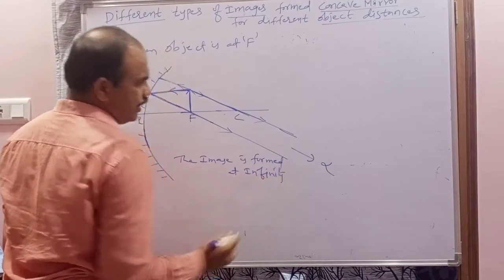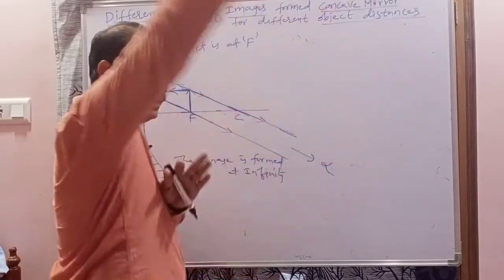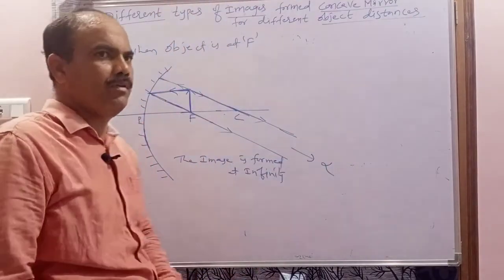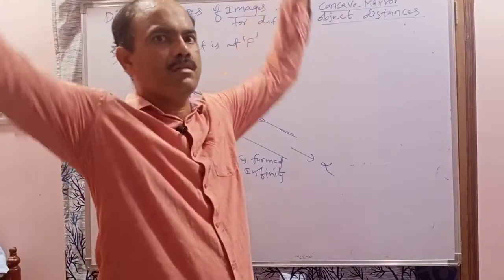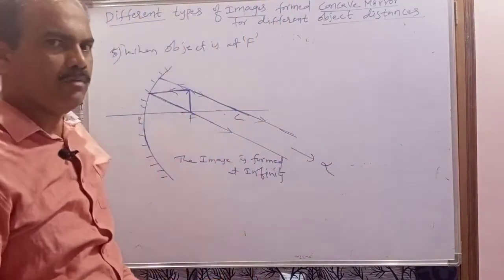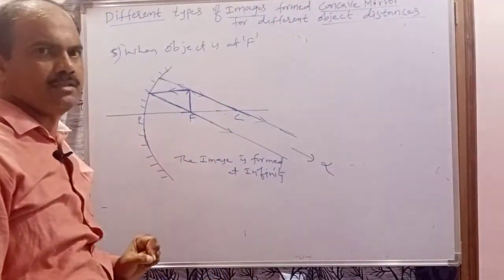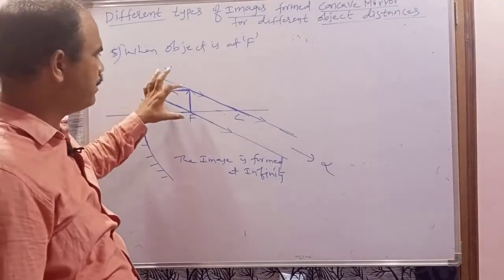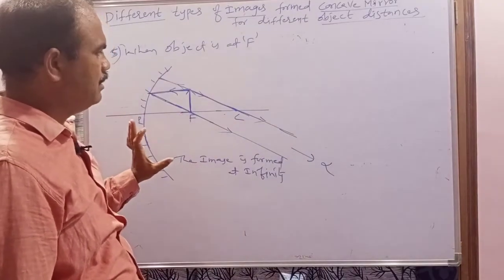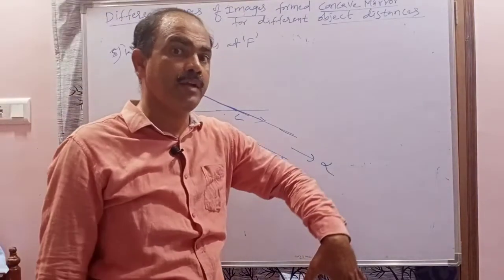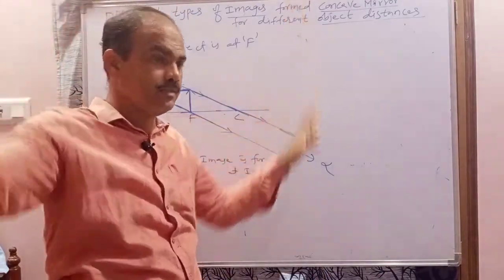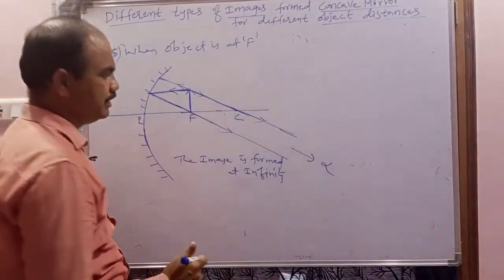At infinity. At infinity means we have to guess the size. For example, when the object is at infinity, the image is larger in size. So what is the size of the image? Diminished. Here, where is the object? At focus. Now where is the image found? At infinity. And the image size will be highly magnified.